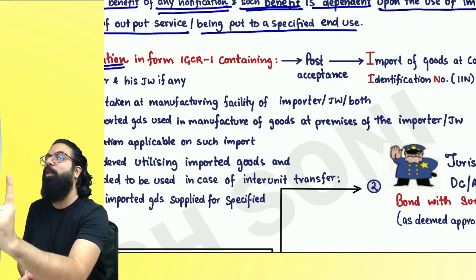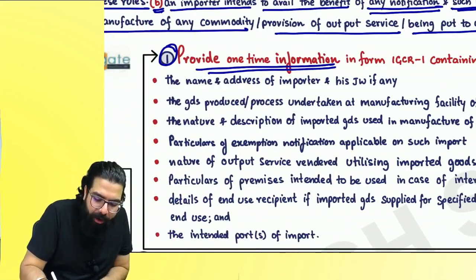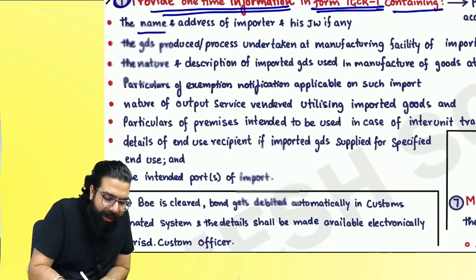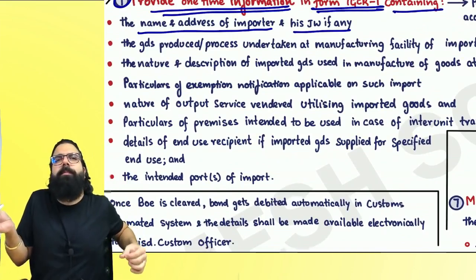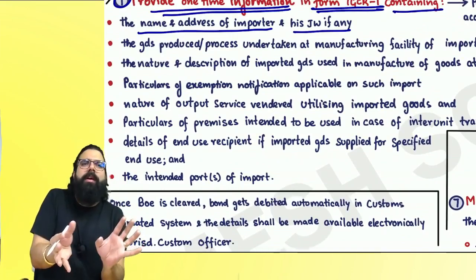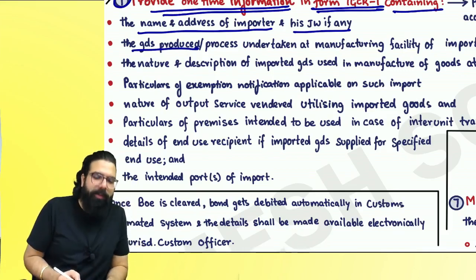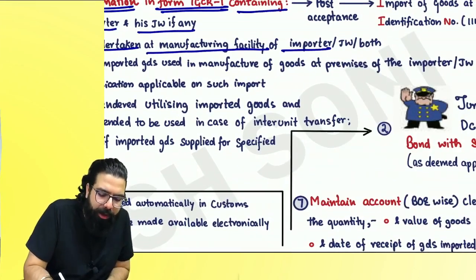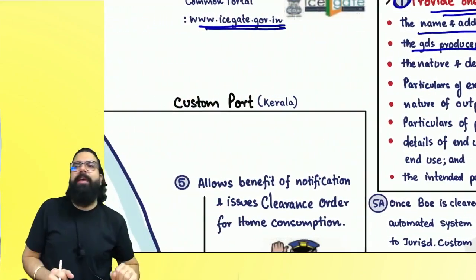A person who wants to follow IGCR rules has to go online and fill the form. And when he fills the form, it will contain the name of the importer and his job worker. People, after I import some things, might be I have to send it for job work. So I need to inform about my job worker also. The goods which I am going to produce, the process which will be undertaken at the manufacturing facility of the importer or the job worker. If I have a job worker, both ka facility, my manufacturing facility, his manufacturing facility.